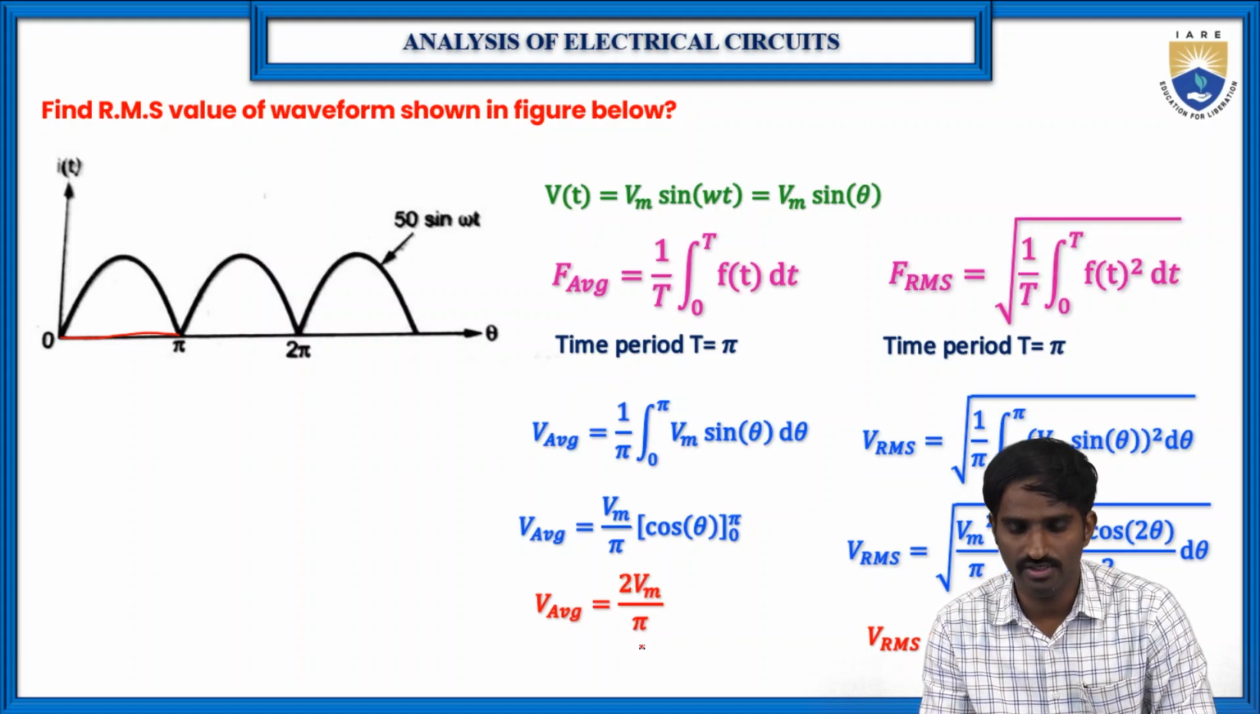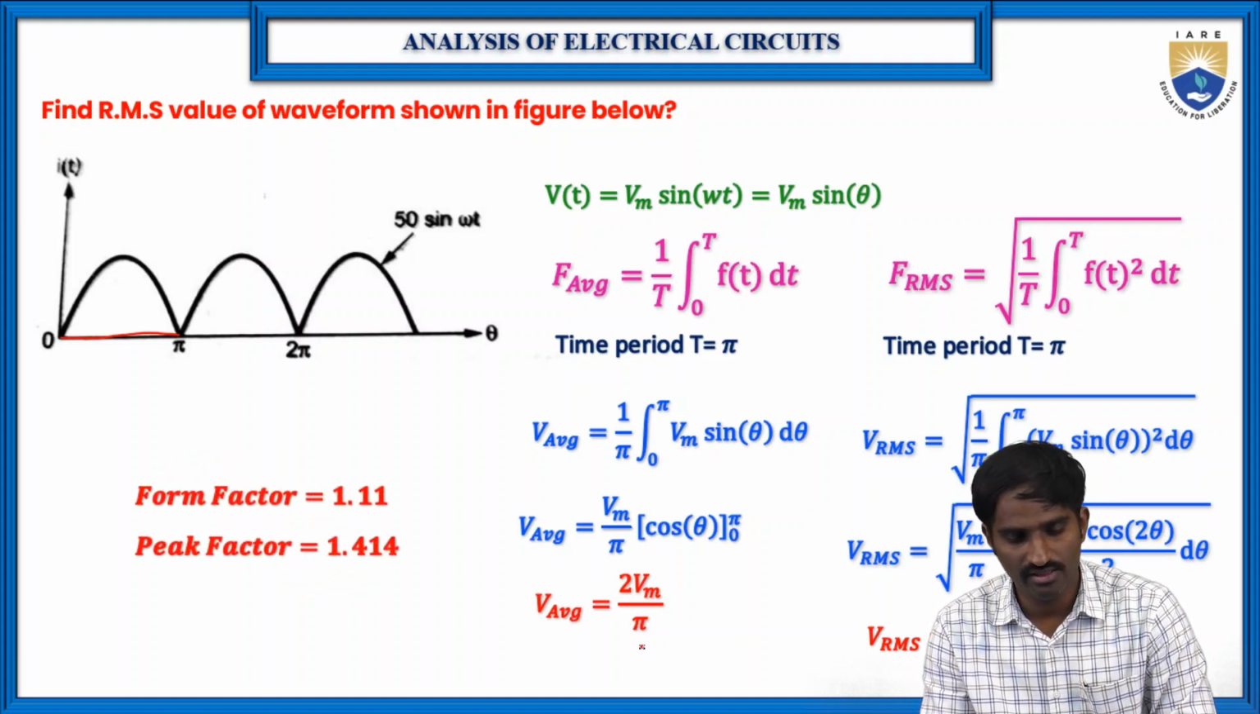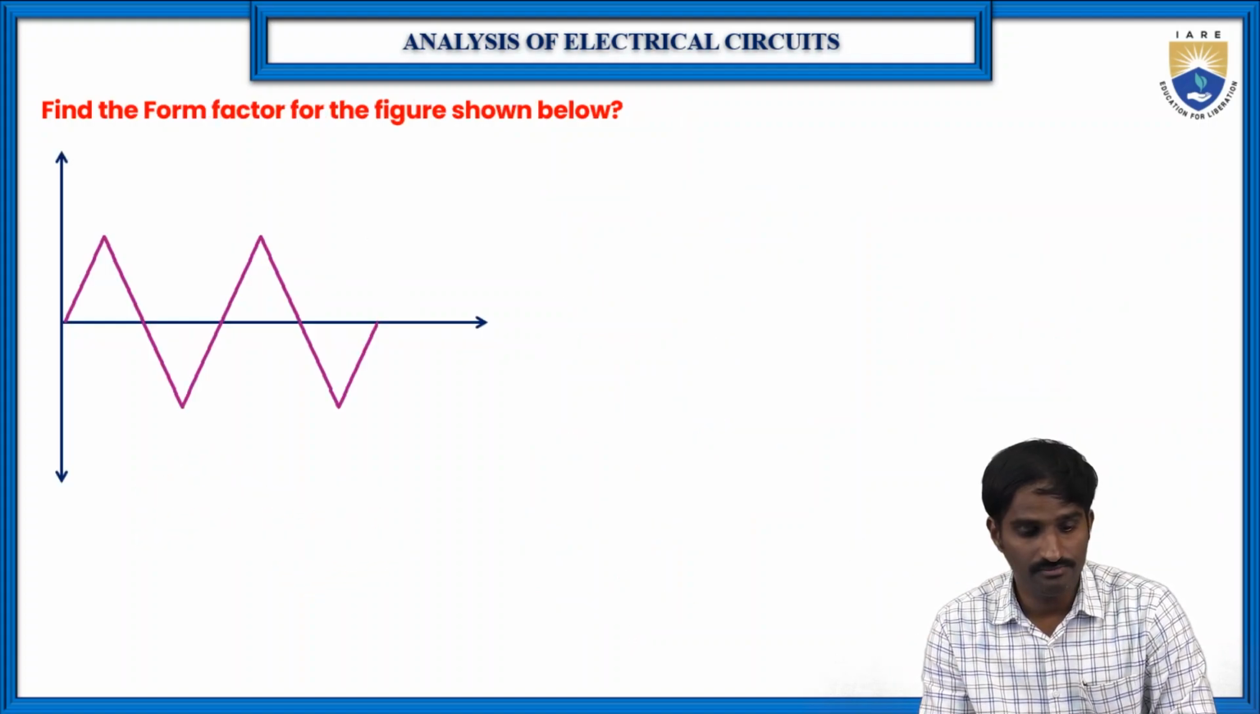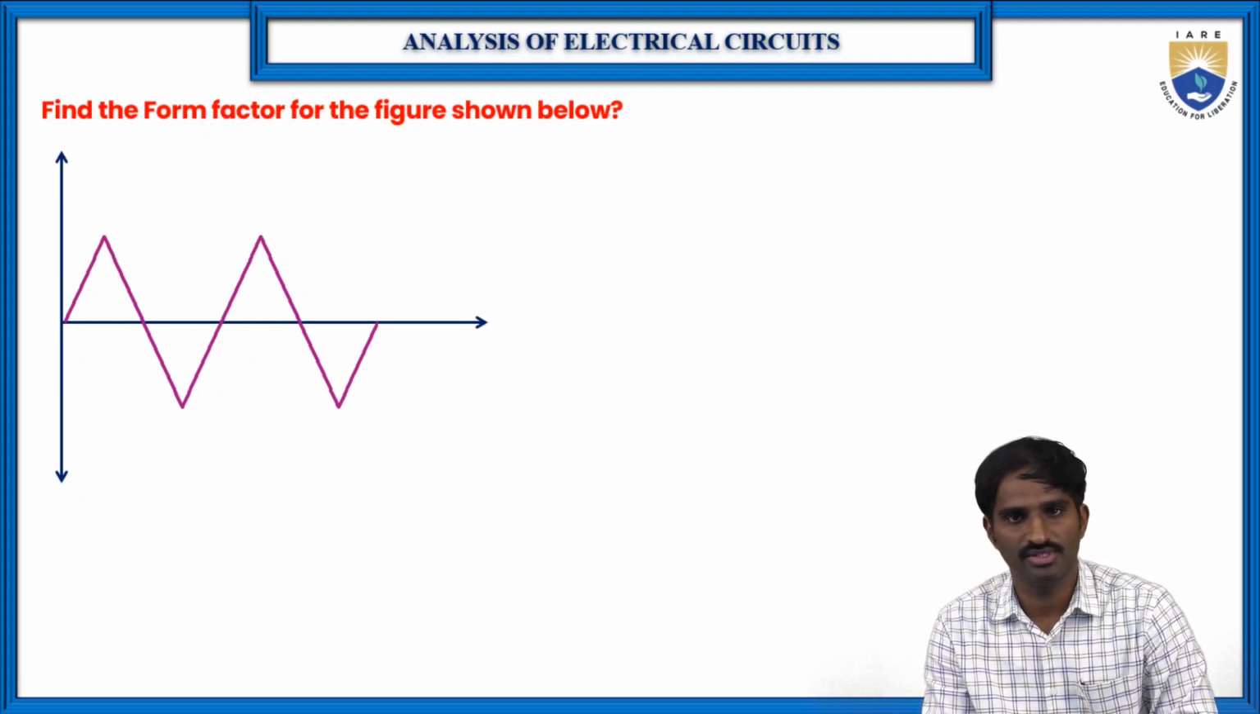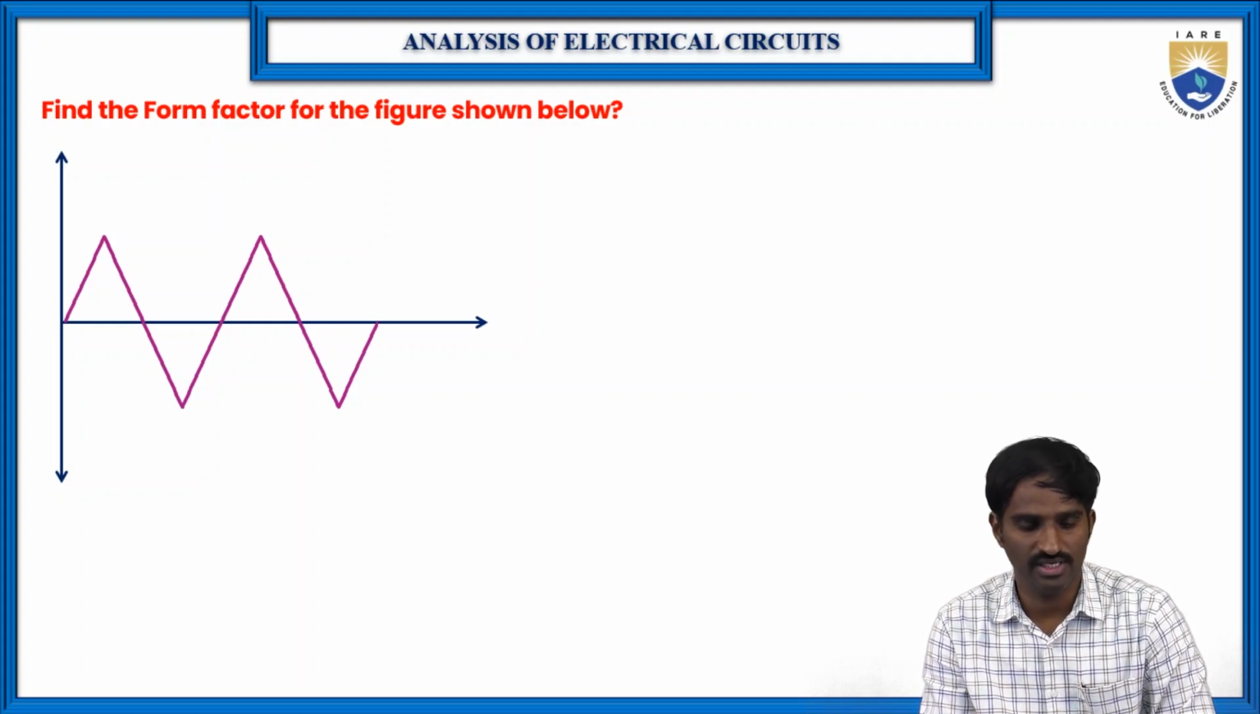So this is the way to find the V average and VRMS, and again form factor and peak factor. Then find the form factor for the figure shown below. To find the form factor here, it is necessary to find the average and RMS values of the particular waveform. So here it is a triangular waveform.